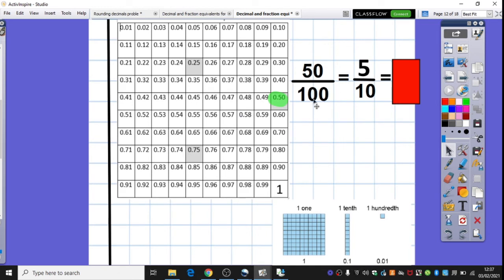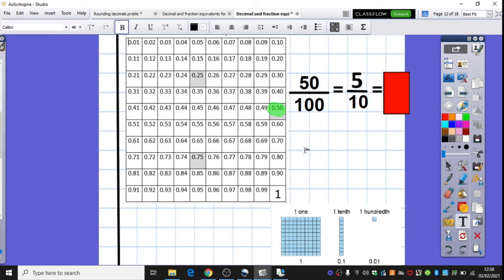Another example then, we've got here this time 50 hundredths, 0.50. Can obviously still record that, which is really important to say, as 0.5. So that is also another equivalent that we need to be aware of, is 0.5. So we're looking at 50 hundredths here. 50 out of 100 is equal to 5/10.